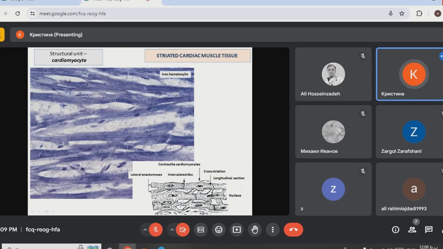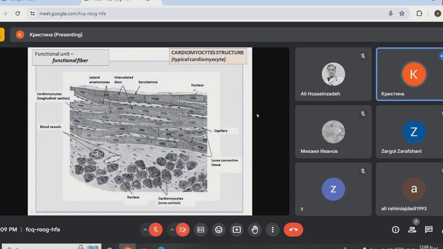Between the cells here we also have loose connective tissue with blood vessels and nerves. In this picture you can see the same. Also you can see here that cardiomyocytes are combined into longitudinal structures which are called functional fibers. And functional fibers are interconnected together with the help of lateral anastomoses. So this all will form the network along which the impulse will spread from one cell to another cell with the help of the gap junctions in the intercalated discs.